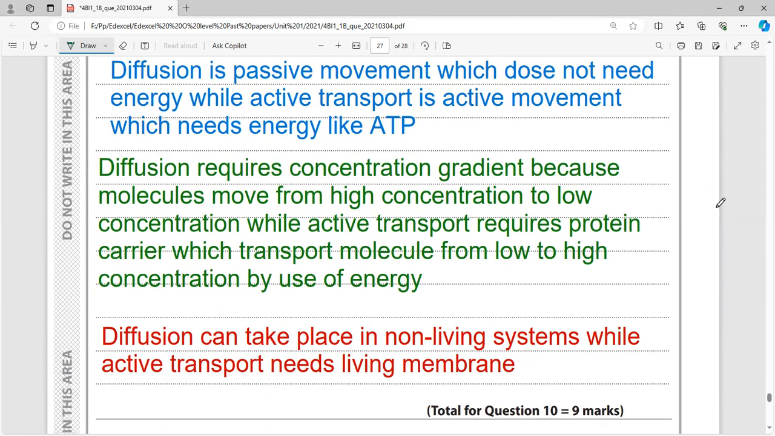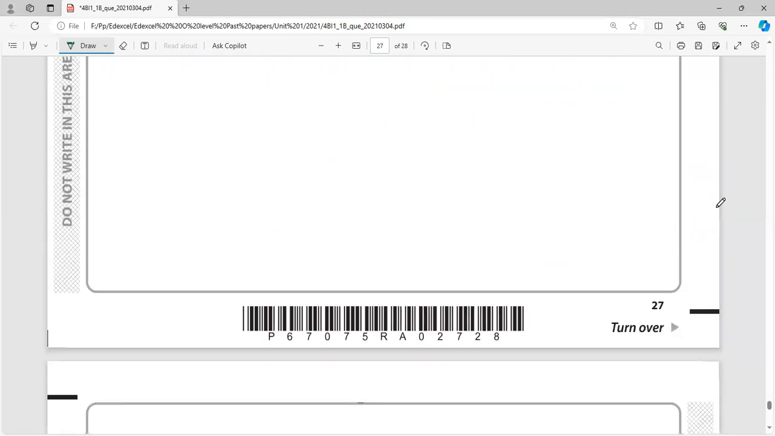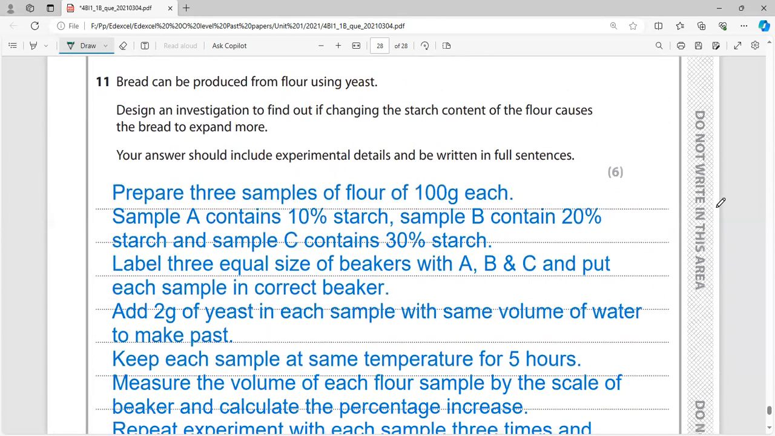For further extra marks, diffusion can take place in a non-living system or anywhere, while active transport is only possible in a living membrane. Why? Because for active transport, we need energy. We're going to proceed to the next question here.